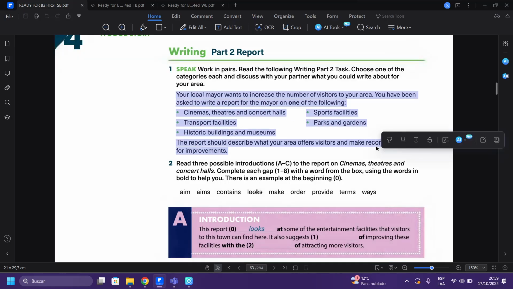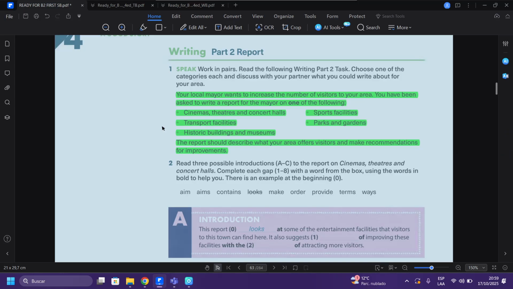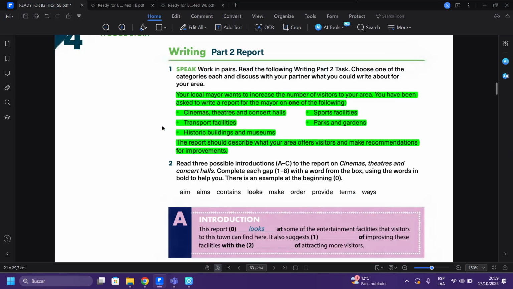I'm going to highlight this. It says, your local mayor wants to increase the number of visitors to your area. You have been asked to write a report for the mayor on one of the following: cinemas, theaters, concert halls, transport facilities, historic buildings and museums, sport facilities, and parks and gardens. So you have to write your report about this.